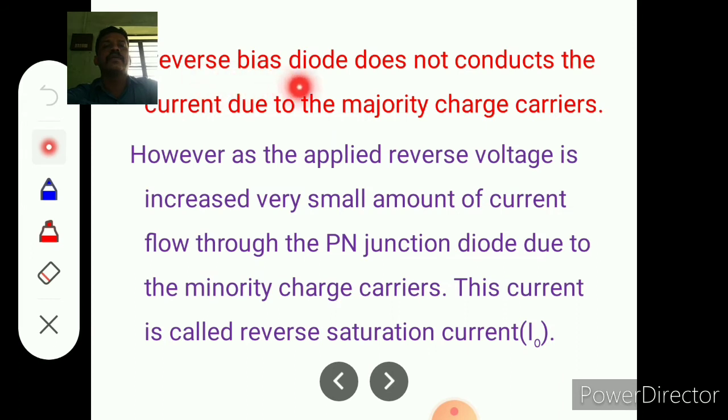A reverse biased diode does not conduct current due to the majority charge carriers. However, as the applied reverse voltage is increased, a very small amount of current flows through the PN junction diode due to the minority charge carriers. This current is called reverse saturation current, I0.